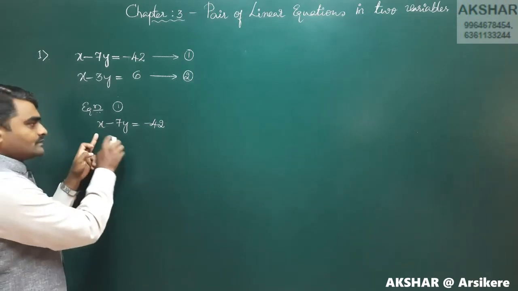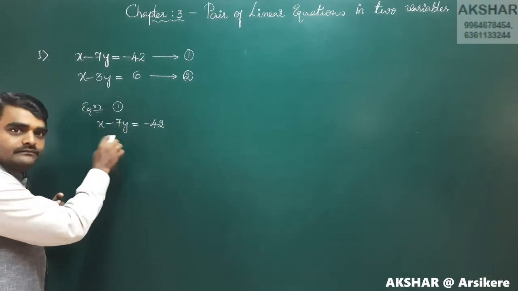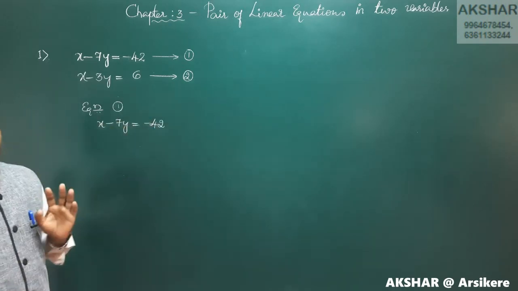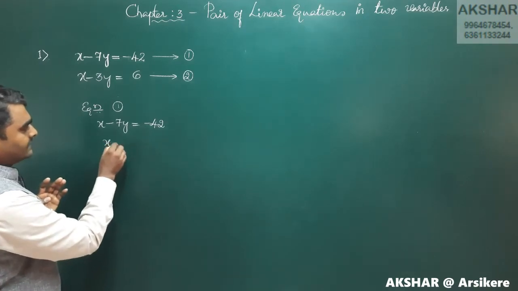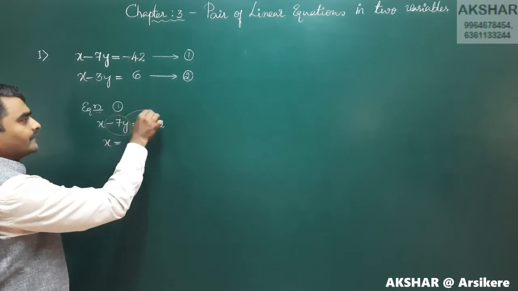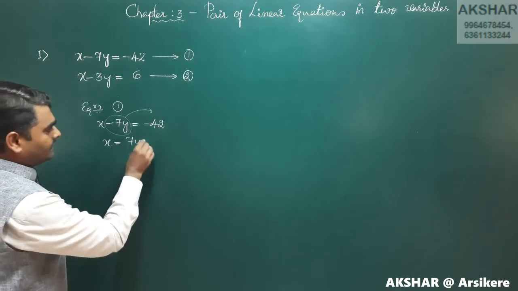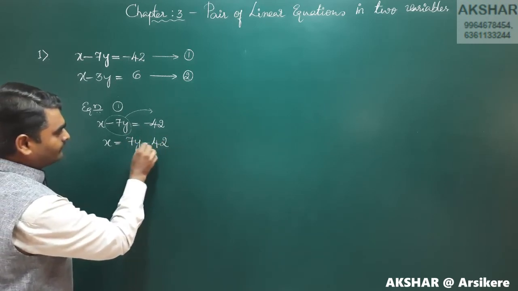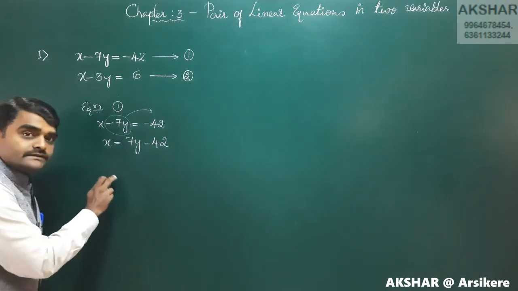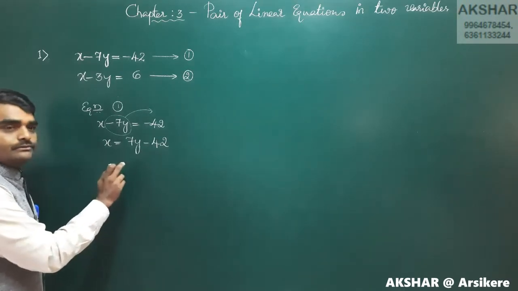My dear children, to solve this equation alone, you should transfer any one variable, either x or y, to the RHS side, right? Now you take x as it is, which is equal to, transfer minus 7y from LHS to RHS, it will become plus 7y, and minus 42 remains in the same place with the same symbol, right? Now the next step is very, very important. Now assume the y value.